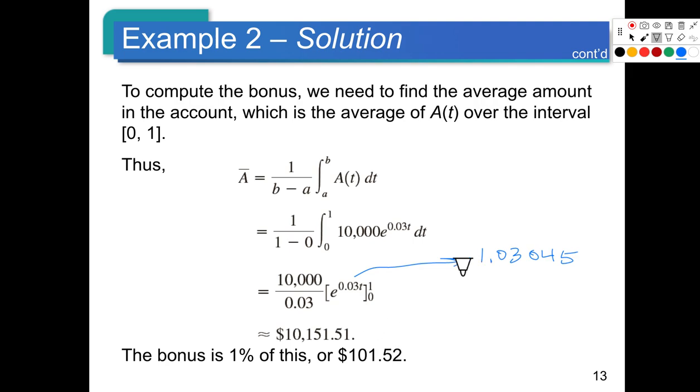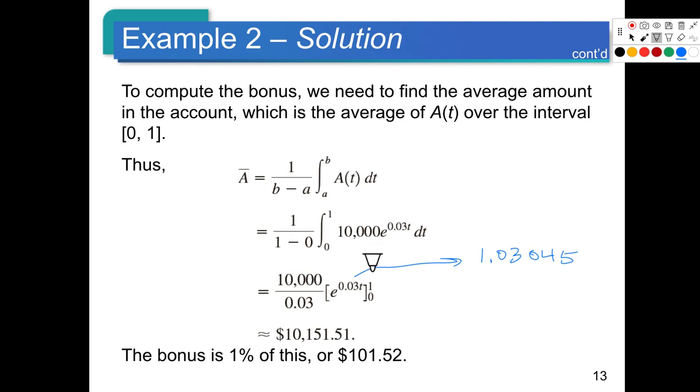But the homework has a very similar one. It doesn't give you this formula, but it does say it's continuously compounded. So I think it's the last one. You'll do the same thing: integrate it over the time period, and then again, divide by that time period. That'll give you your average value. And that's all there is.